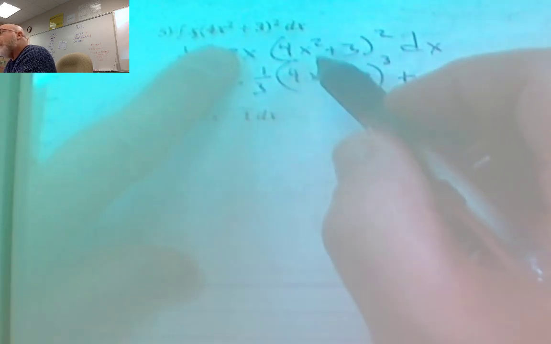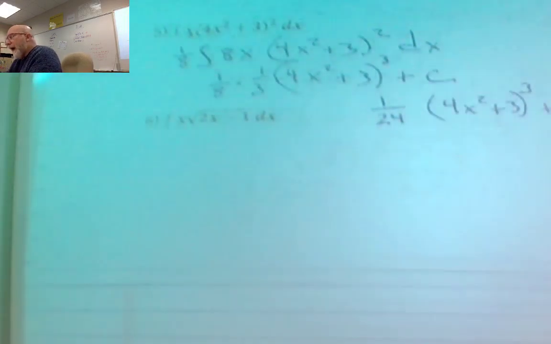I have parentheses, correct? I have a function that exists in that parentheses. I need its derivative outside those parentheses. I have part of that derivative, I have x. What I need is 8x. So what I do is I multiply by 8, but I only can do that if I also multiply by 1/8.